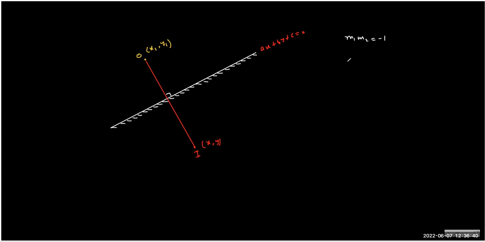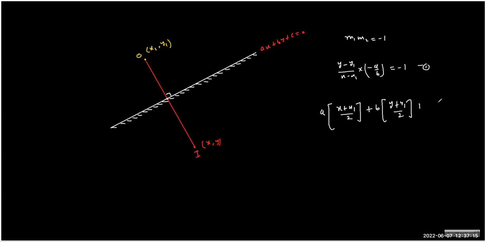So we can write the slope of the line joining object and image as y minus y1 upon x minus x1, and here it will be minus a by b. So this is one of the equations. The other equation is what? The midpoint of the object and image must lie on the mirror line. Therefore, a into (x plus x1) by 2 plus b into (y plus y1) by 2 plus c equals 0. So technically, solving these two equations is sufficient to get the answer.